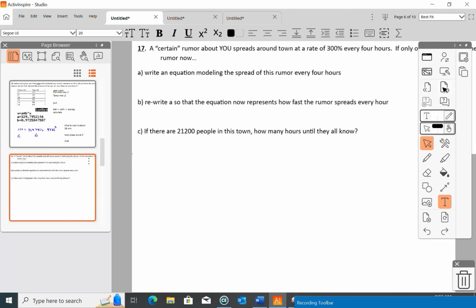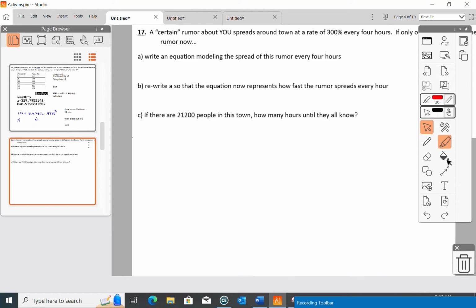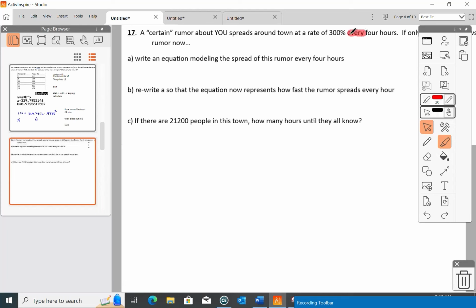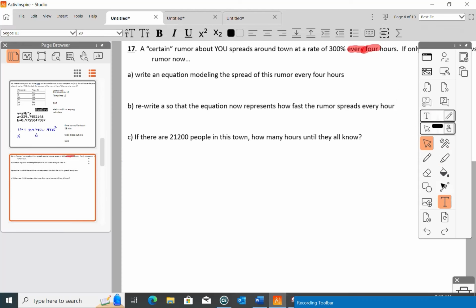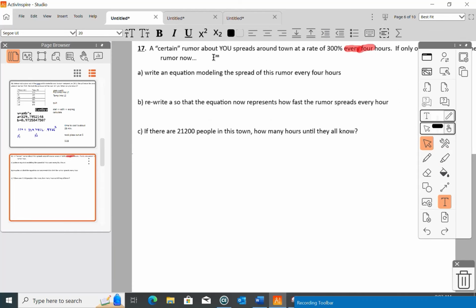All right, number 17. A certain rumor about you spreads around town at a rate of 300% every 4 hours. This has the word every. That's a big deal. Every 4 hours. Now, this is a rumor that grows, so I'm going to be using the formula for exponential growth. But again, that every is a big deal. When the word every shows up, you have to introduce fractional exponents.